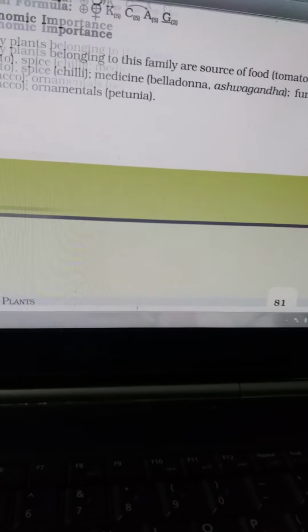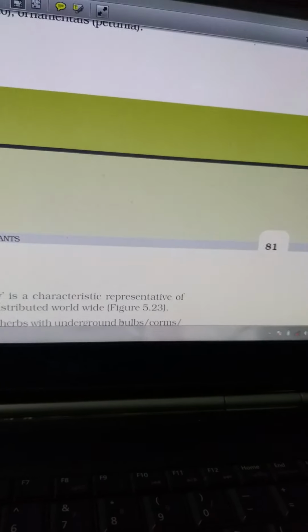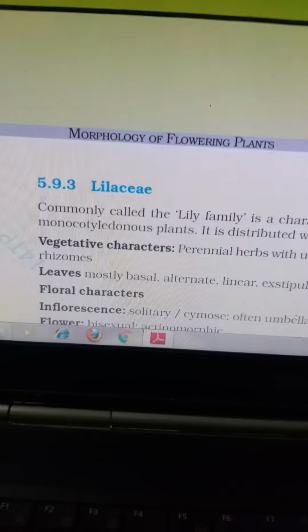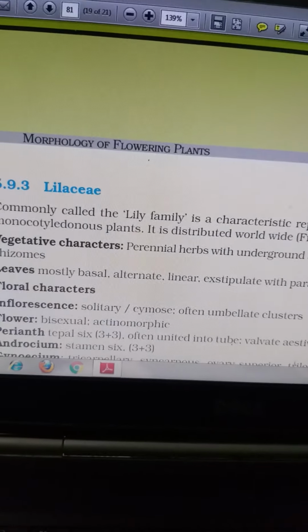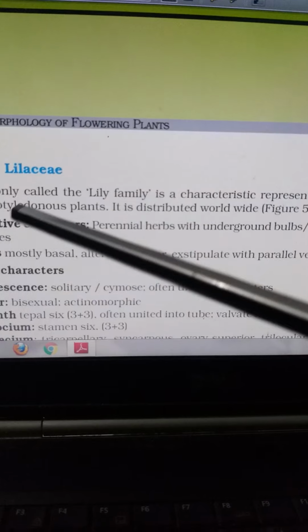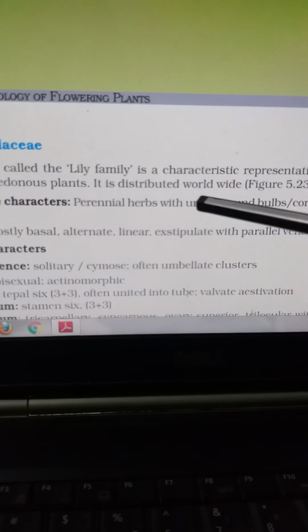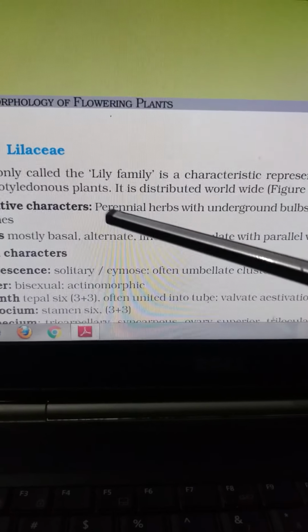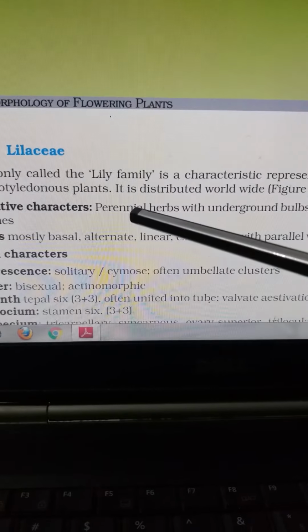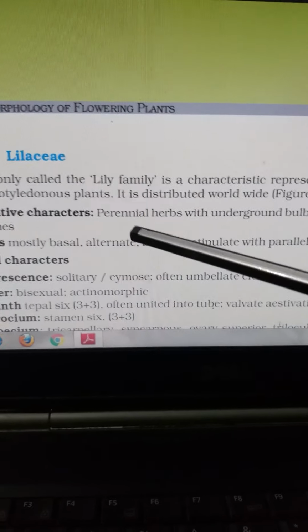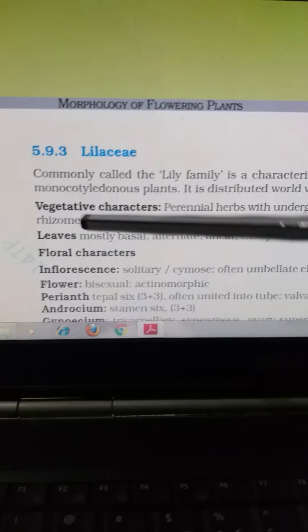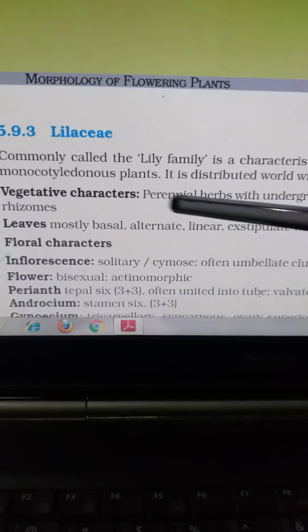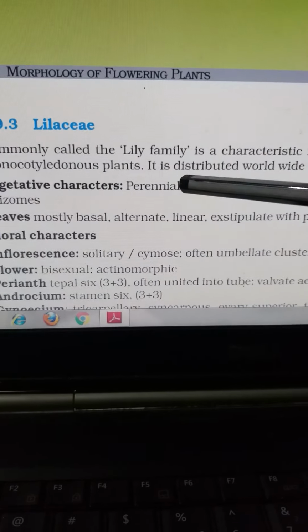And the next and the last family that is in your syllabus is the Liliaceae family. Liliaceae is basically the lily family, that means it is a monocotyledonous plant and is distributed worldwide. What is the vegetative character? Perennial herb. What is perennial herb? That means it has no specific growing season, and they have an underground bulb or a corm or a rhizome, and it is perennial. That means it grows throughout the year.